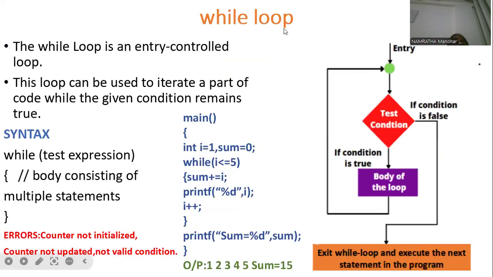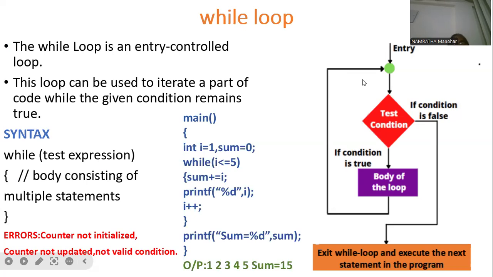Now, coming to the while loop. This is called the simple while loop. What is a simple while loop? The while loop is an entry control loop. This loop can be used to iterate a part of the code while the given condition remains true. What is the syntax of the while loop? While, test expression, body consisting of multiple statements, and closing your while loop.